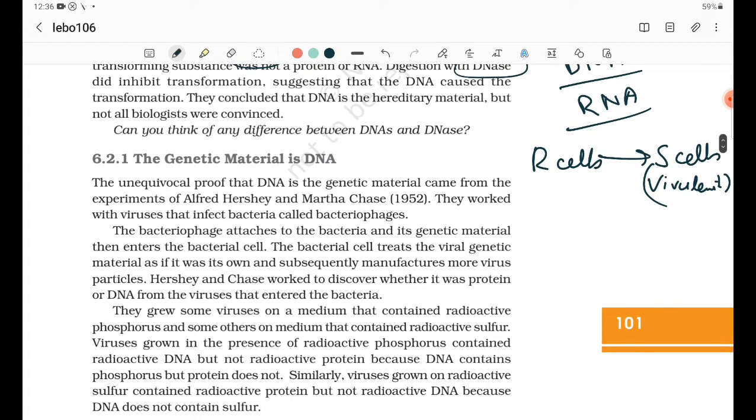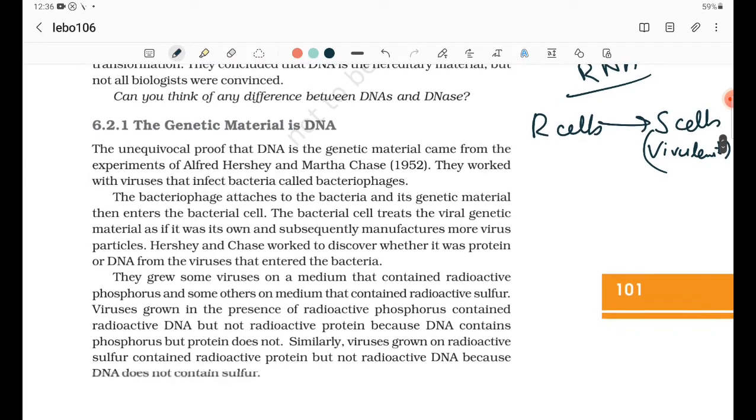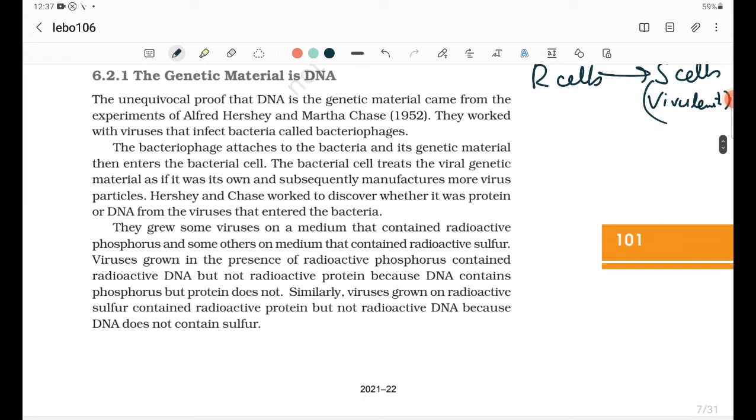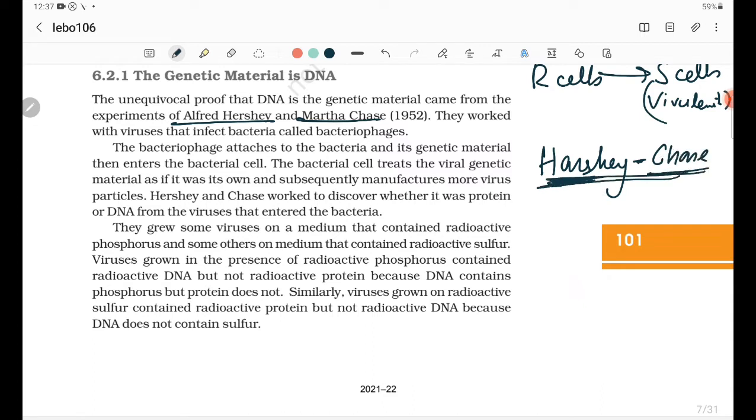But by all these things, all the biologists were not convinced. So the genetic material is DNA. Who? Now the Hershey-Chase experiment. Finally, Martha Chase and Alfred Hershey. So Hershey, you eat Hershey chocolates, right? But no, it is different. So the Hershey-Chase experiment, finally they actually proved that the genetic material is DNA.